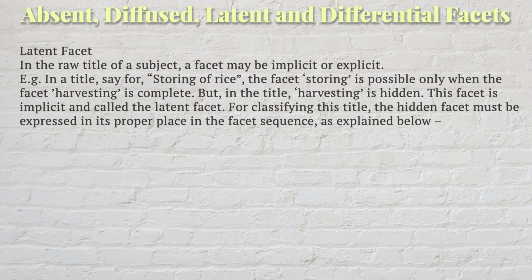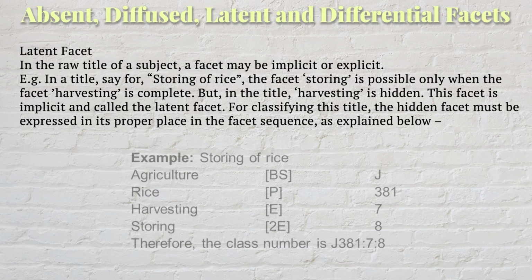Now, what are latent facets? In the raw title of a subject, a facet may be implicit or explicit. As for example, in a title, say, storing of rice, the facet storing is possible only when the facet harvesting is complete. But in the title, harvesting is hidden. This facet is implicit and called the latent facet. For classifying this title, the hidden facet must be expressed in the proper place in the facet sequence.